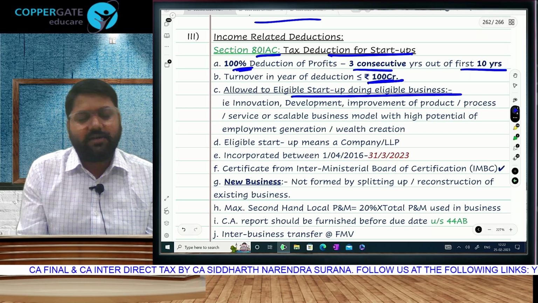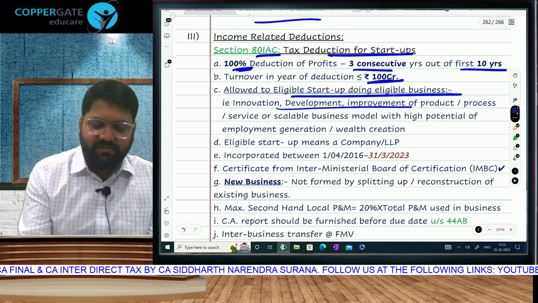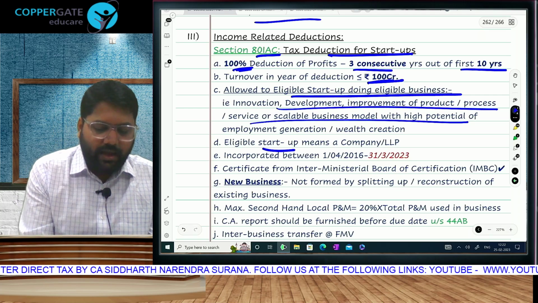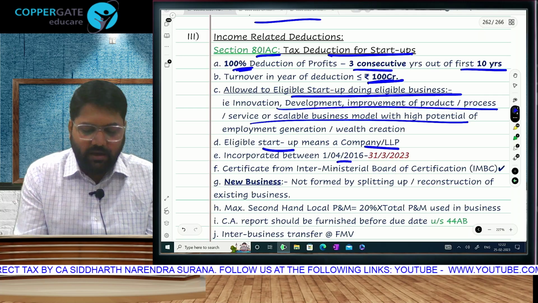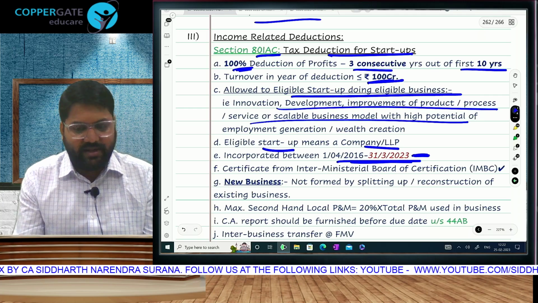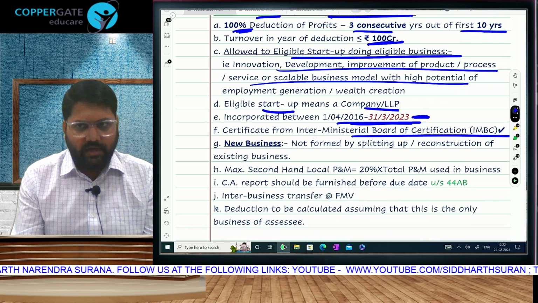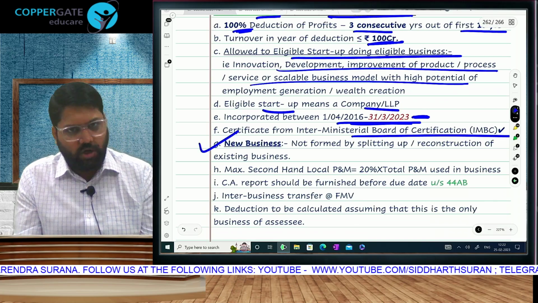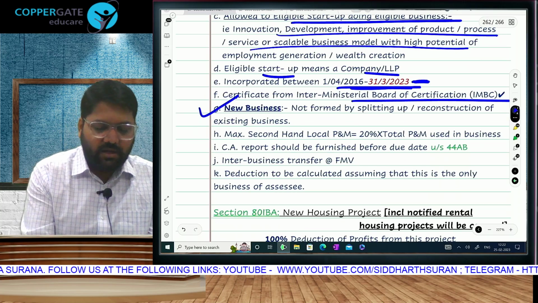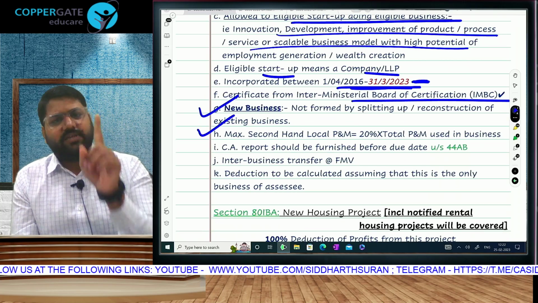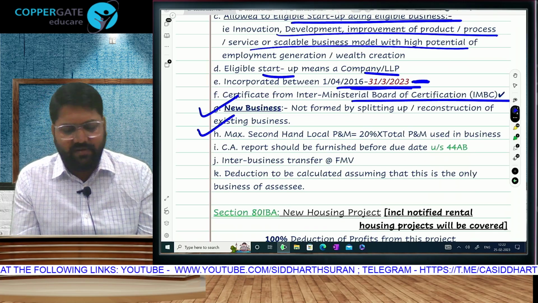You should be an eligible startup doing eligible business. Innovation, development, improvement, new product, look at the conditions. Eligible startup means a company or LLP incorporated during this period, with 1 year extended due to COVID, and a certificate from the Inter-Ministerial Board of Certification. It should be a new business, not a splitting up or reconstruction of an existing business. Maximum second-hand plant and machinery is 20% of total plant and machinery. Go check 35AD, go check 10AA, everywhere we have these conditions.